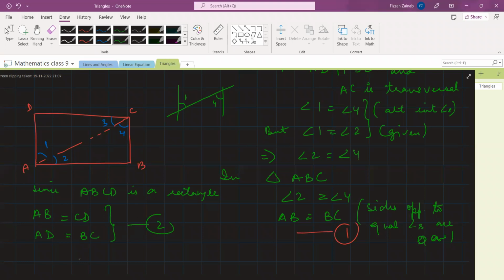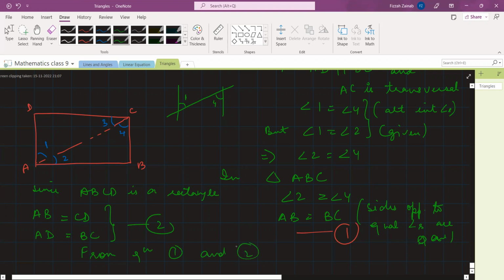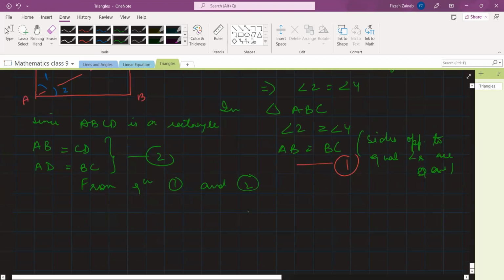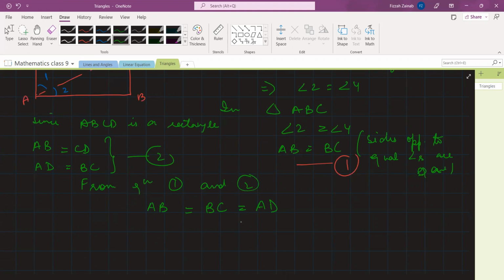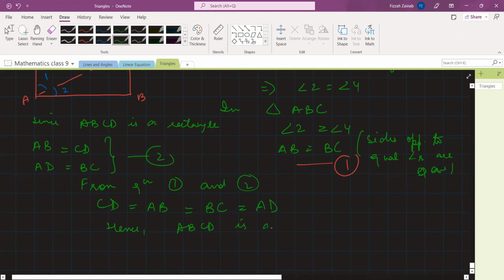Now if you combine equation 1 and 2, what will happen? Write equation 1 first of all. AB is equal to BC. Now you look for BC in the second. So BC is equal to AD. So you can write AD here. And AB is equal to CD. So you can write CD here. So now in this figure, AB is equal to BC is equal to CD is equal to AD, right? Hence, you can say that ABCD is a square. Is that clear?